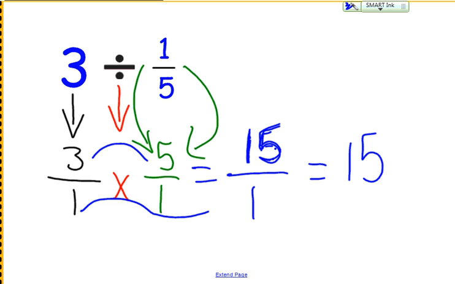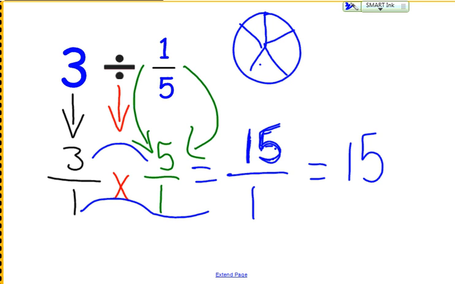So we have that idea, and it makes perfect sense, because if I draw a circle and I divide it into fifths, it looks kind of like that. I can see there are 1, 2, 3, 4, 5 in 1. So if I have 3, that would make sense. If there's 5 in 1, there are 15 in 3. That makes a lot of sense.